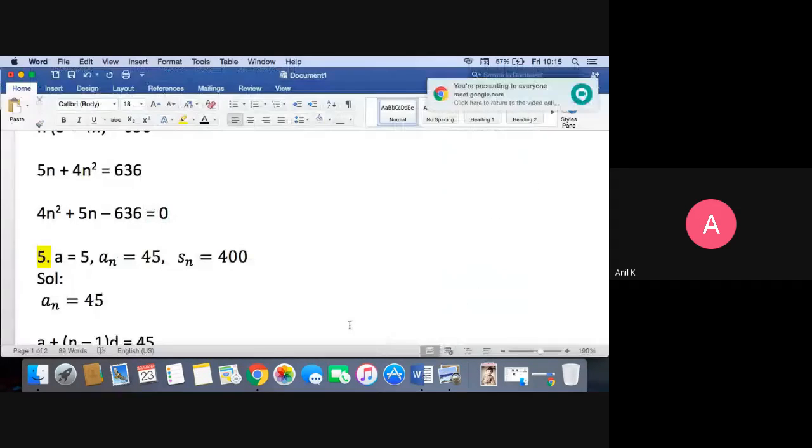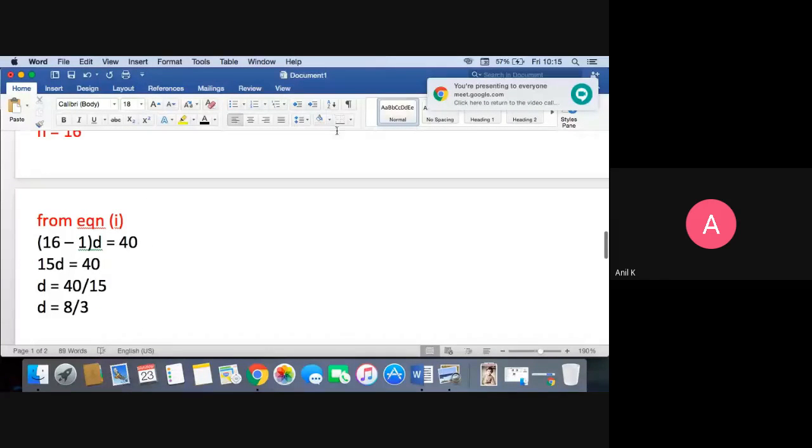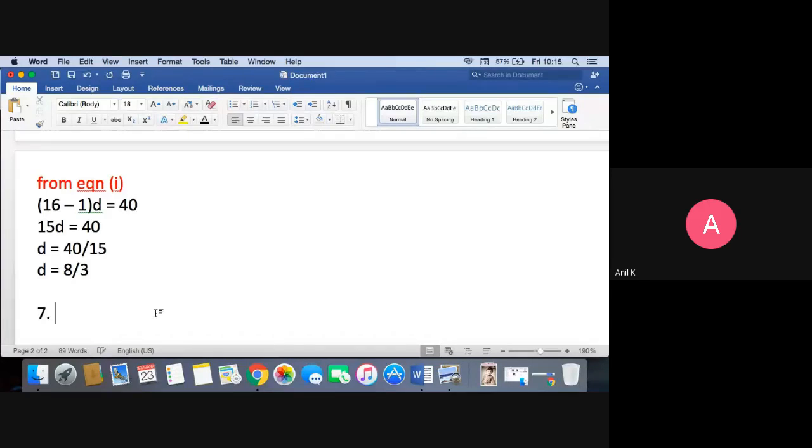A22. So let me go back to the Word file. This is question number 7. d value is given as 7. The 22nd term, that is A22. So I have to insert the equation.